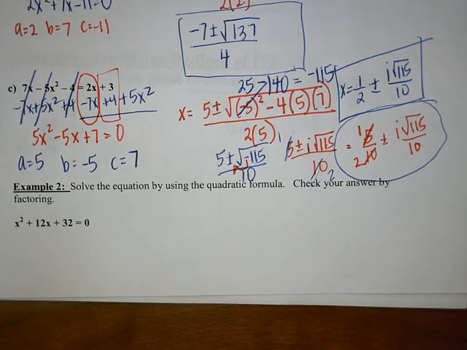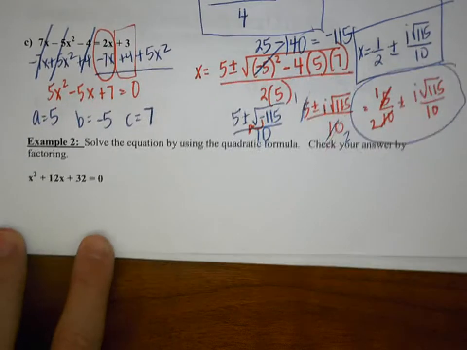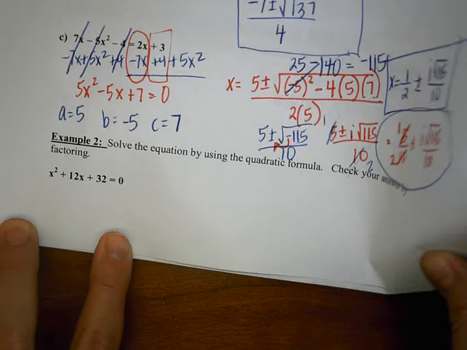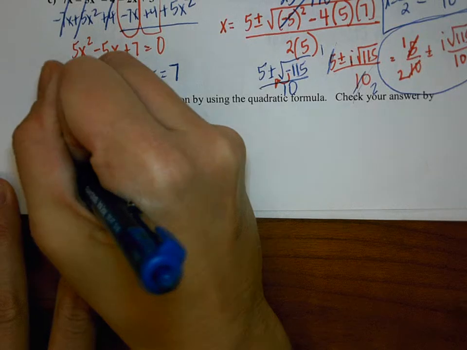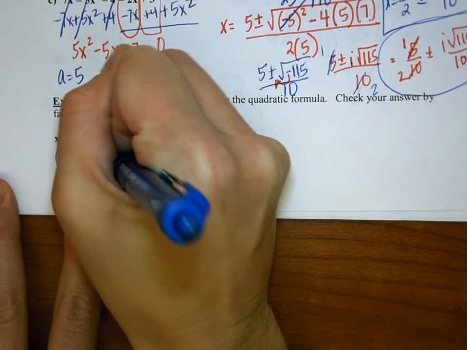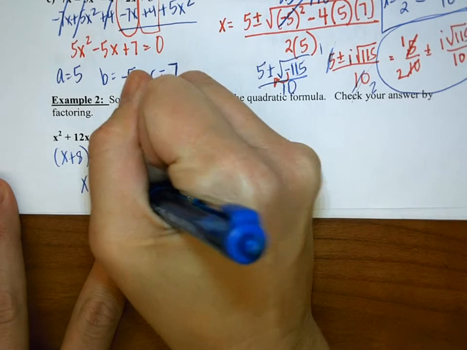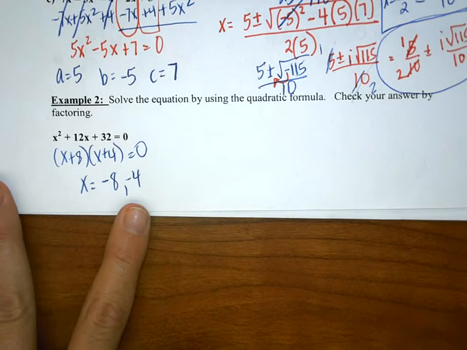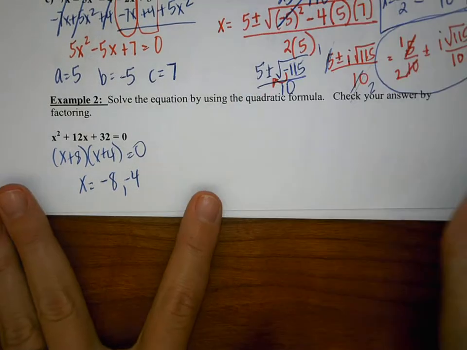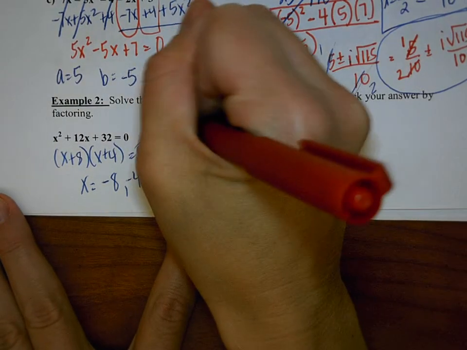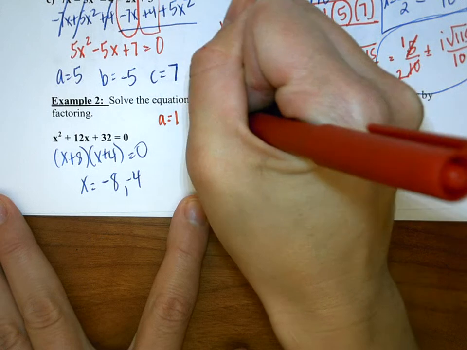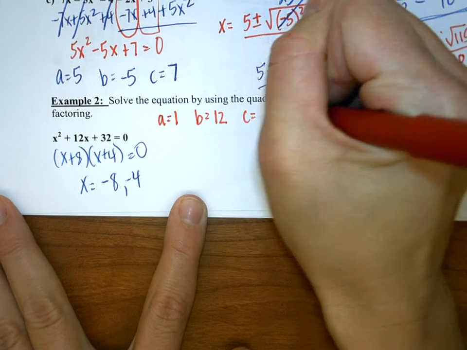All right, example 2 is just to show you that you will get the same answer using the quadratic formula as you would factoring. So we're just going to do it kind of real quick. What numbers multiply to be 32 and add to be 12? What two numbers? 8 and 4. Good. x plus 8, x plus 4. When you set those equal to 0, what does x equal? Negative 8 and negative 4. Okay. So let's do the same problem using the quadratic formula and see if we end up getting negative 8 and negative 4. So A equals 1, B equals 12, C equals 32.